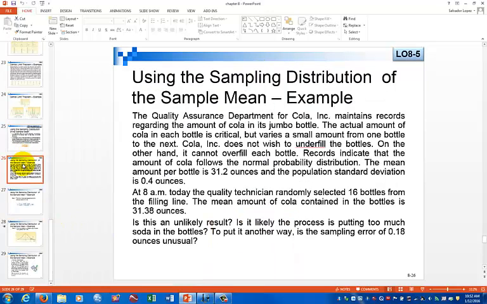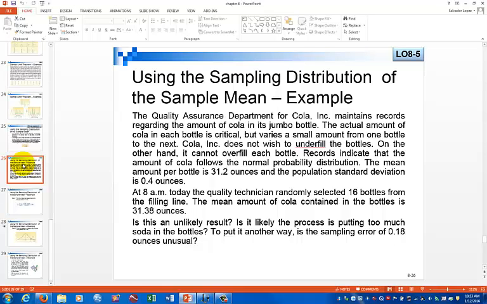And let's look at one example. The Quality Assurance Department for Cola Incorporated maintains records regarding the amount of cola in its jumbo bottle. The actual amount of cola in each bottle is critical, but varies a small amount from one bottle to the next. Cola Incorporated does not wish to underfill the bottles. On the other hand, it cannot overfill each bottle. Records indicate that the amount of cola follows the normal probability distribution.